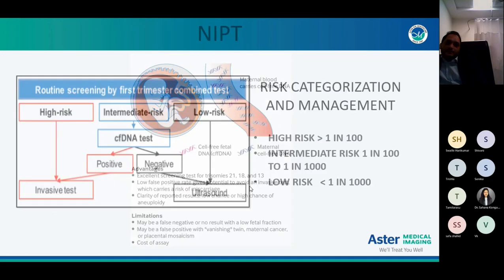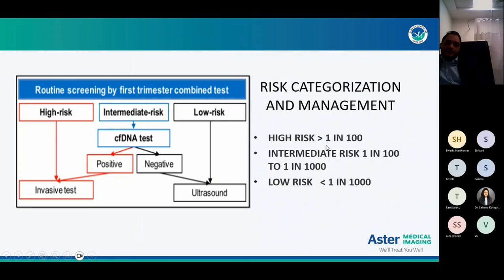No, this is the risk stratification. High risk is when it is 1 in 100; some make it 1 in 50, some even 1 in 10. So overall, if the risk is more than 1 in 100, then it is a high risk to the baby. Intermediate risk is 1 in 100 to 1 in 1000. Low risk is less than 1 in 1000.